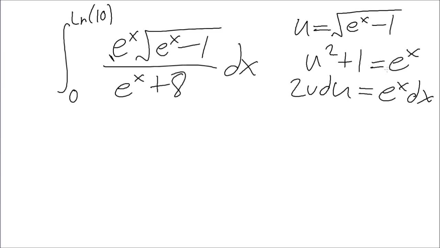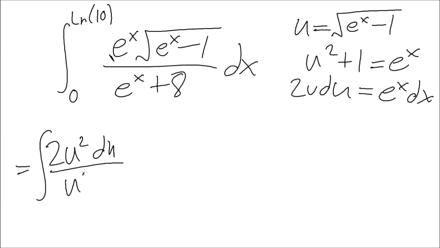Okay, so let's go ahead and do that. This e to the x gets taken care of. We let u be here, times 2u du, so this would be 2u squared du. But what about e to the x plus 8? So e to the x is u squared plus 1, so now this becomes u squared plus 9. And then our bounds: if we plug in 0, we get 0. Plug in ln of 10, we get 3. So 2 from 0 to 3.